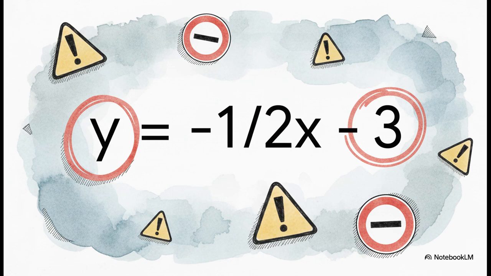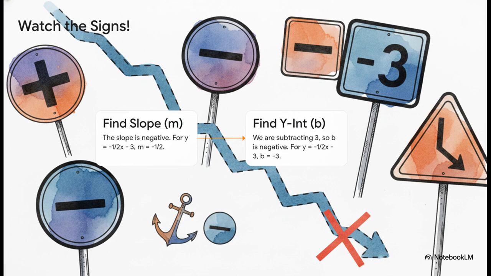Okay, let's try another one, this time with some negative signs. We've got y equals negative 1/2 x minus 3. Now, listen up because this is where a lot of people trip up. You have to watch the signs. The slope isn't just 1/2, it's negative 1/2. And the y-intercept, it's not 3, it's negative 3 because we're subtracting. You got to remember, that sign is part of the number. It sticks to it like glue.